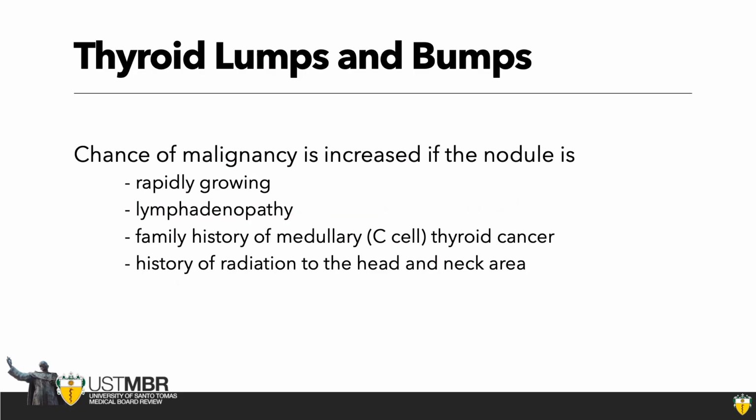So, what makes you suspect a particular nodule might be malignant? Clinical history. Rapid growth makes it a bit more suspicious. Presence of significant cervical lymphadenopathy makes it suspicious. Family history of medullary thyroid cancer. History of irradiation to the head and neck area. All put the patient at risk. But it doesn't mean they have it. It just says that your threshold to go after it is going to be lower because of these particular features.